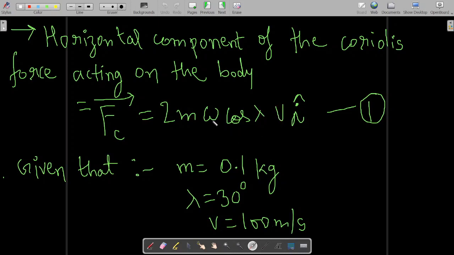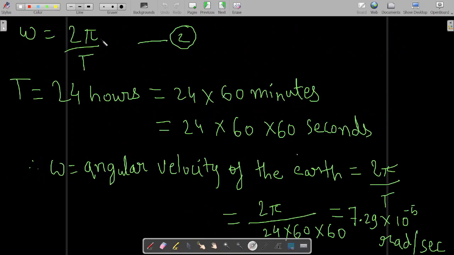So what is not given to us? Omega is not given to us. Omega is the angular velocity of the earth. So we have to find out the angular velocity of the earth first. So let us see how to find the omega value.